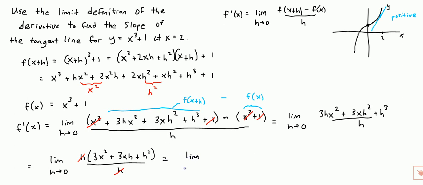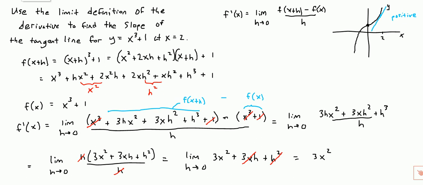And what we're left with is the limit as h approaches 0 of 3x squared plus 3xh plus h squared. Okay, so h is approaching 0. That means h squared approaches 0. And if this h approaches 0, then this term approaches 0 too. 3x squared does not have an h, so nothing happens to that. So this limit is equal to 3x squared. So that's f prime of x, right?